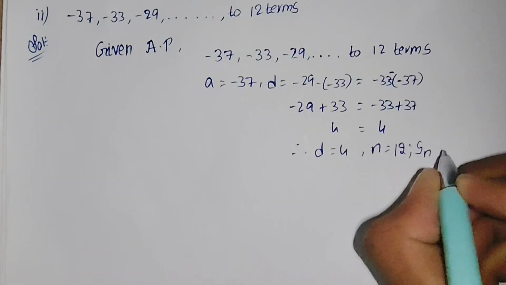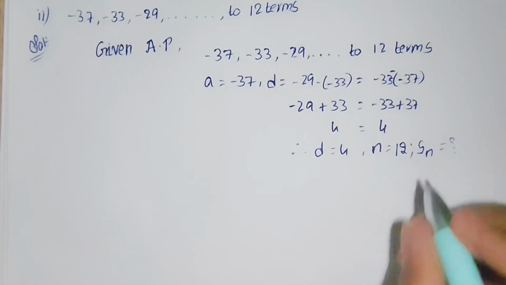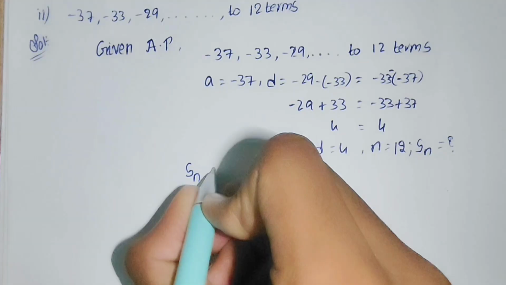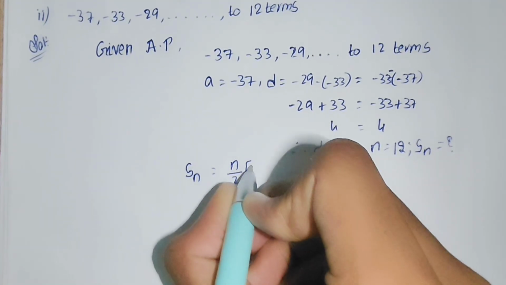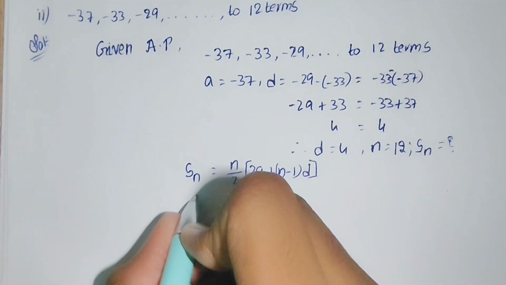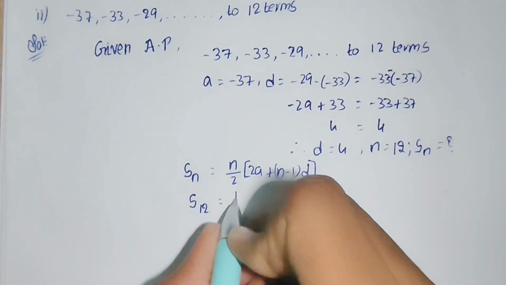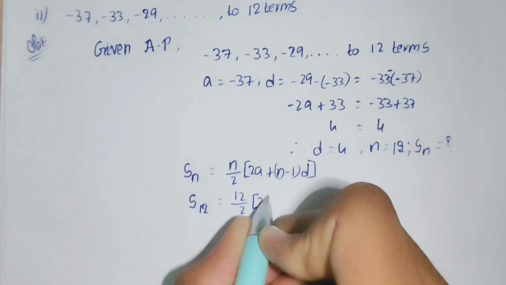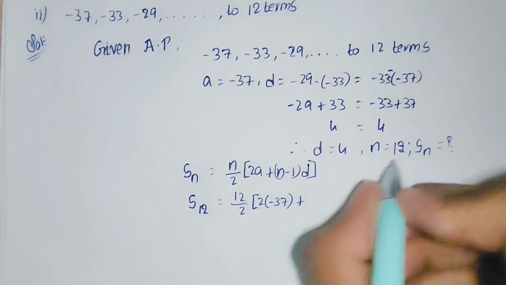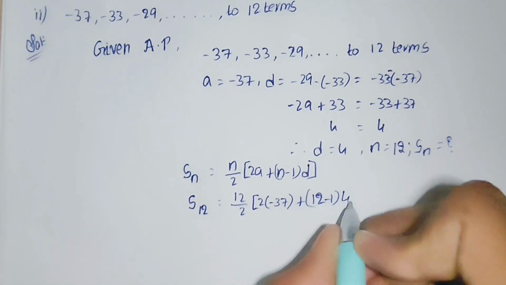He asked to find the value of S base n. So let us find the value of S base n. S base n is equal to n by 2 into 2a plus n minus 1 into d. So S base 12 equals the value of n, 12, by 2 into the value of a, minus 37, 2 into minus 37 plus the value of n, 12, minus 1 into d, which is 4.